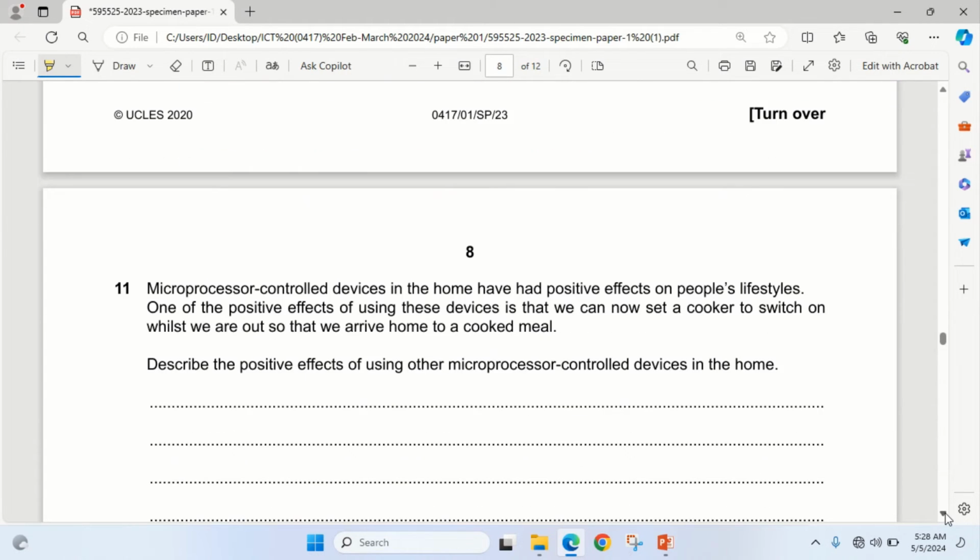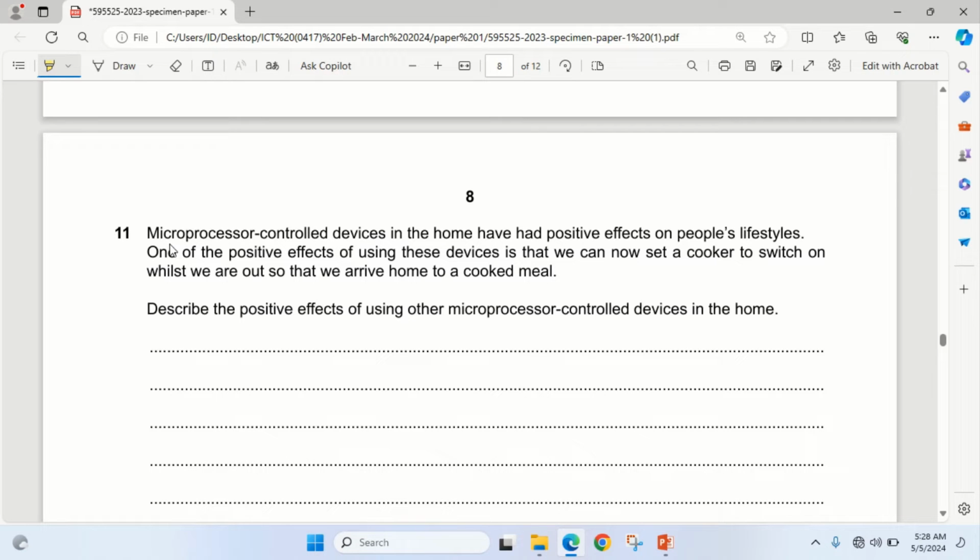Then the next question is question 11. Microprocessor control devices in the home have had positive effects on people's lifestyles. One of the positive effects of using these devices is that we can now set a cooker to switch on while we are out, so that we arrive home to a cooked meal. Don't forget, the emphasis on microprocessor control devices in the home. So describe the positive effect of using other microprocessor control devices in the home.